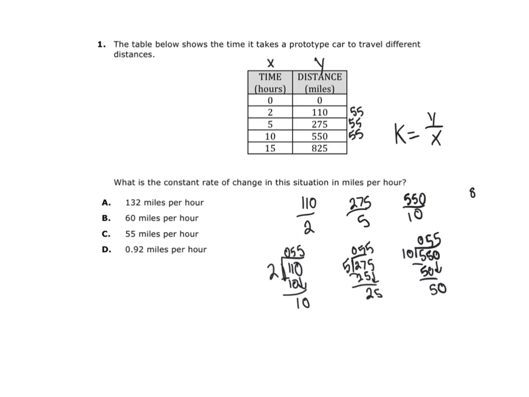And the last one, 825 over 15. So we have 15 on the outside, 825 on the inside. So 15 goes into 8, 0 times. 15 goes into 82, 5. That's 75. We subtract, we get 7. Bring down our 5. 15 goes into 75, 5 times. That is 75. So we get 55 for each of the intervals, meaning our constant rate of change is 55 miles per hour. Please make sure to show all of your work on your test corrections today.